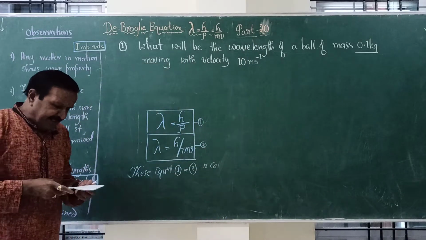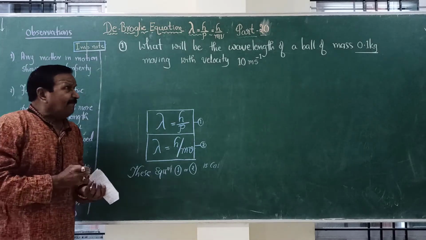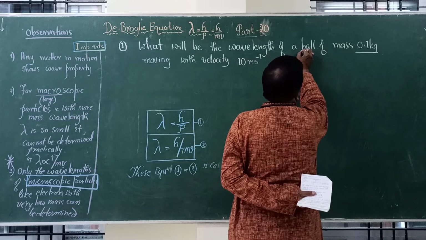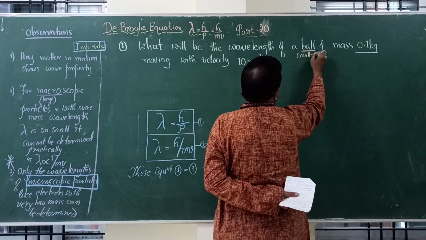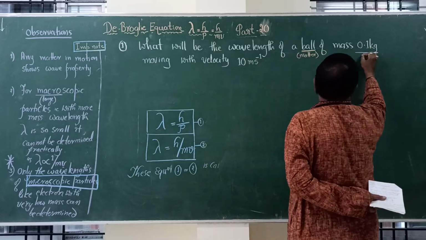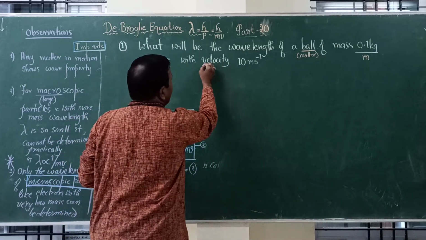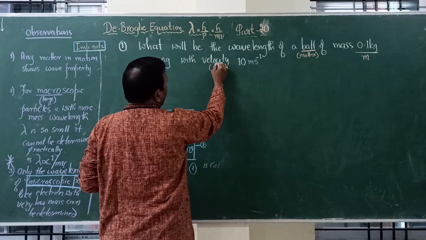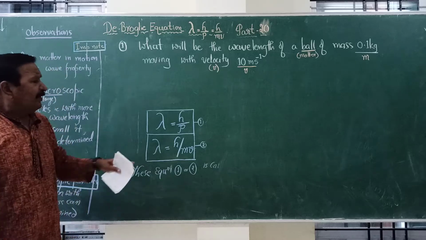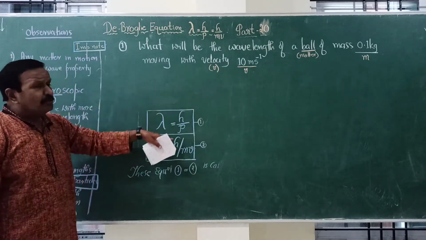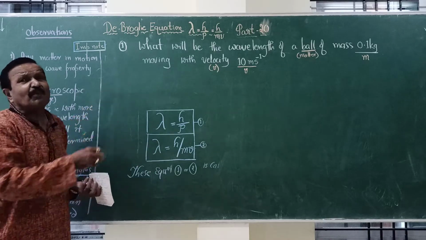Dear students, what are the things given to you here? First you check up. Ball is a matter, I hope you know very well. Mass is given, this is your mass, m is given. And moving with the velocity, so v is given. So m is given, v is given, h you know already, and wavelength can be calculated. So a simple problem will be there.